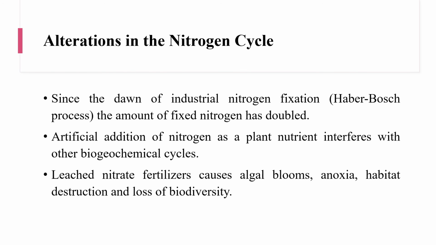Humans have almost interfered with all processes on Earth, and the nitrogen cycle is not left behind. Since the dawn of industrial nitrogen fixation through the Haber-Bosch process in the 1940s, the amount of fixed nitrogen in the atmosphere has almost doubled. Artificial addition of nitrogen as a plant nutrient interferes with other biogeochemical cycles as well. It increases or decreases the amount of carbon stored in plants.